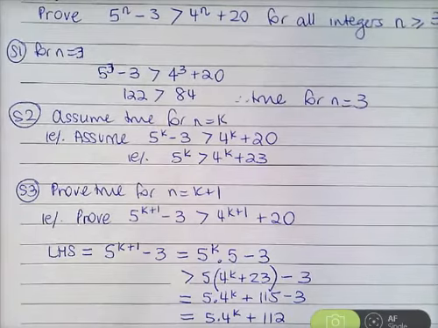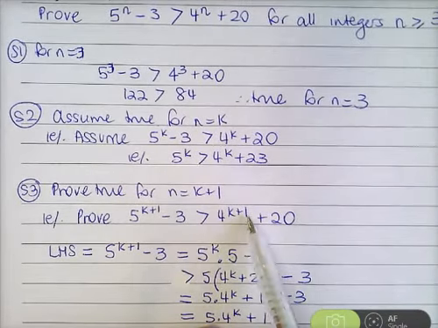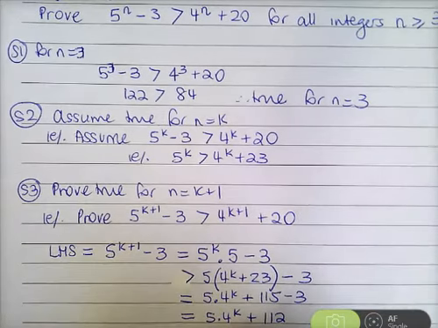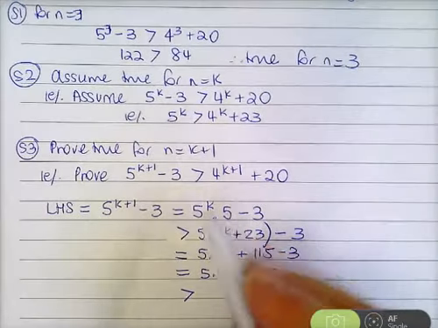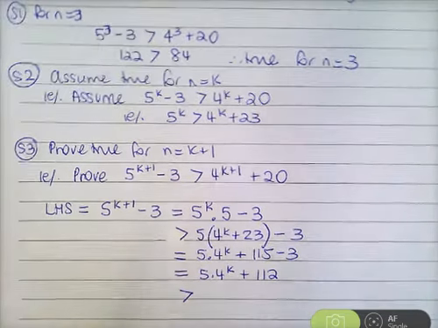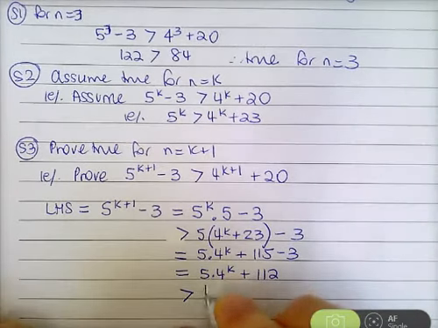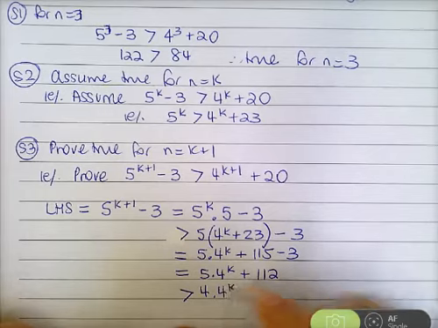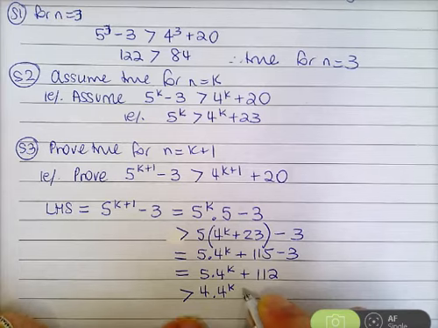Now you're trying to show that this is greater than 4 to the power of k plus 1 plus 20. This one's slightly different. If I want to get 4 to the k plus 1, how do I get that? 4 to the k times what? Times 4 to the 1. So isn't 5 times 4 to the k greater than 4 times 4 to the k? Right? And now I'm going to do something different.